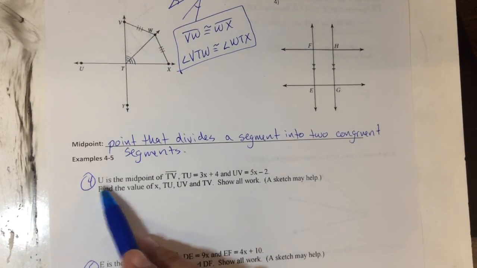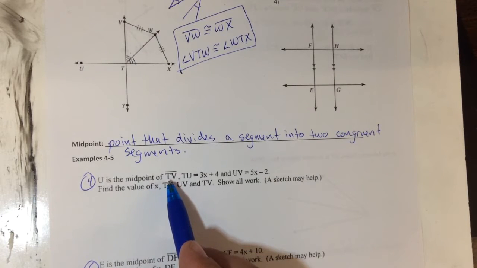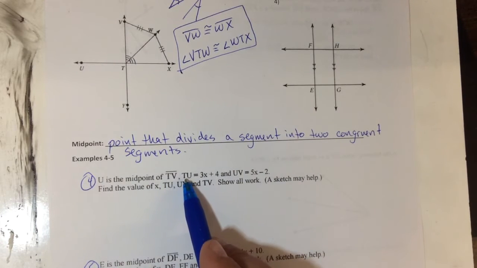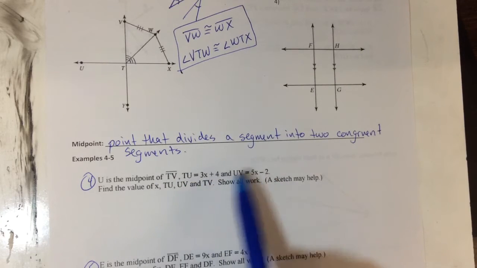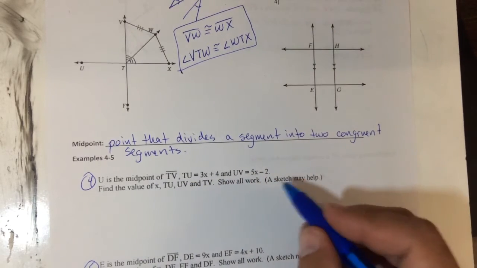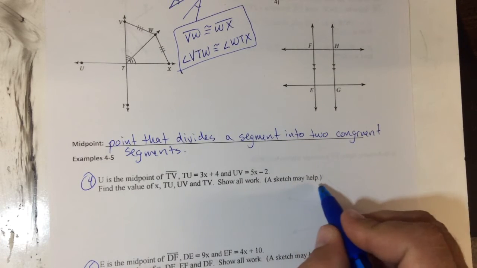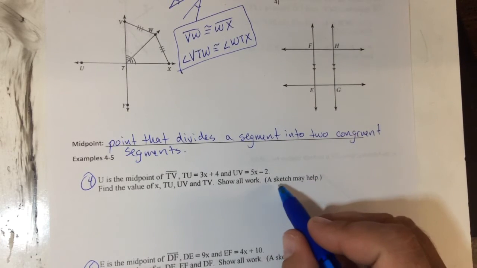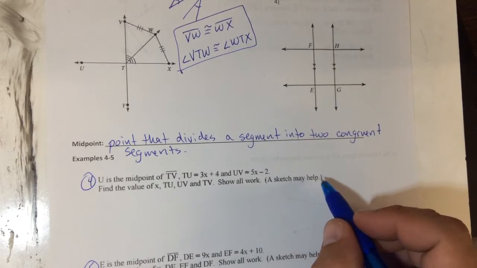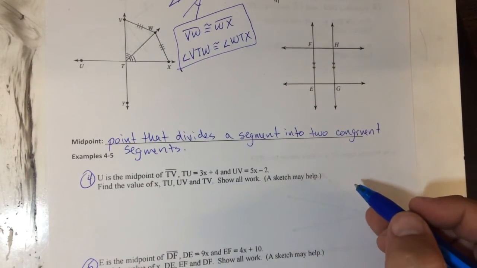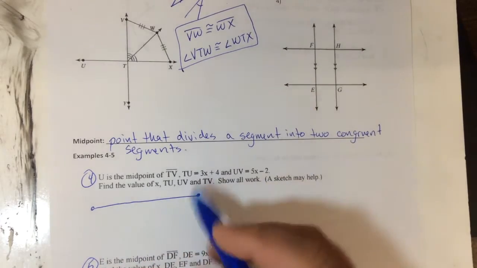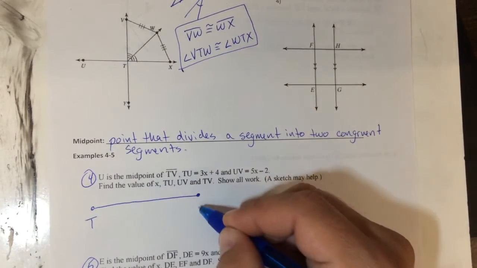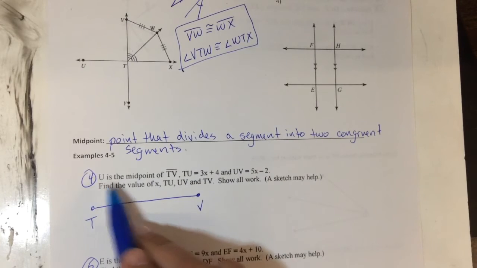So we're told that U is the midpoint of TV, and that the length of TU is 3x plus 4, and the length of UV is 5x minus 2, and we're to find the value of x. When it says a sketch may help, I'm not kidding. A sketch is really the only way to work this out until you get used to seeing this. So we're going to just draw a segment called TV. And we're going to make sure that U is marked as the midpoint.